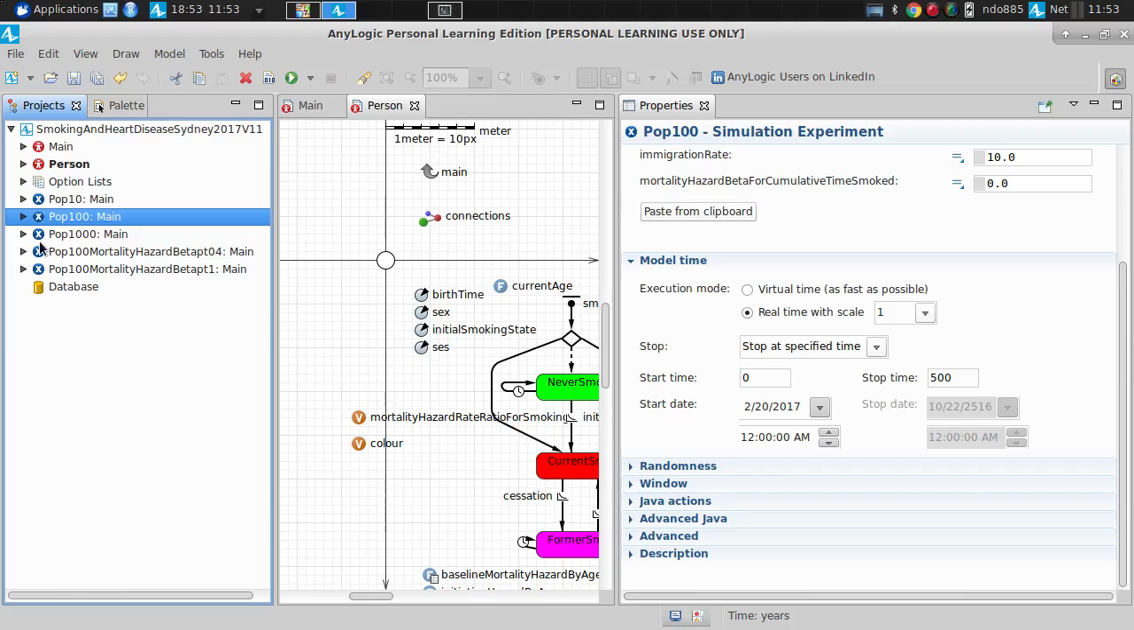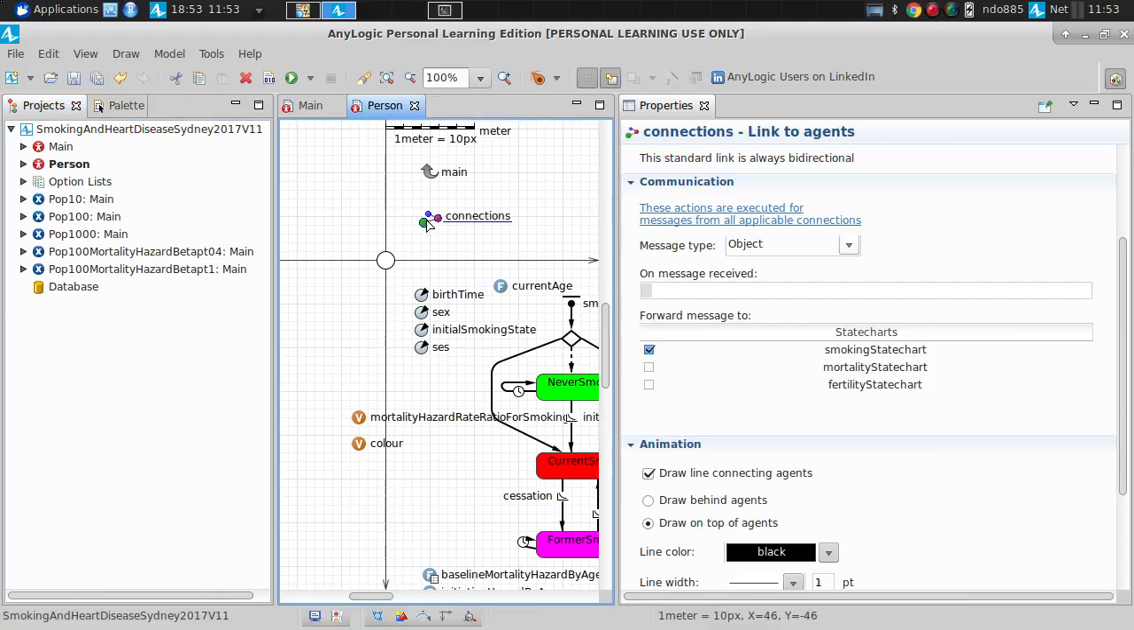We're going to use a larger population. Are we okay with that? So again, what did I do? I went to person, I went to connections within person, and I went to the animation area and I checked this box here. Are we okay? Okay, great. Good. We just imposed network structure, localized network structure.